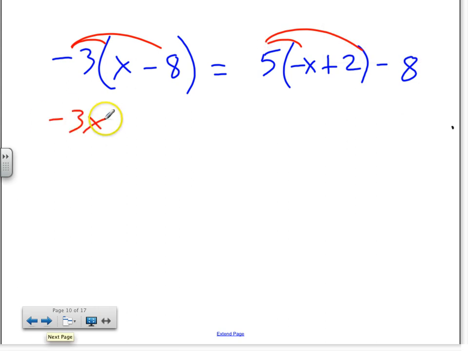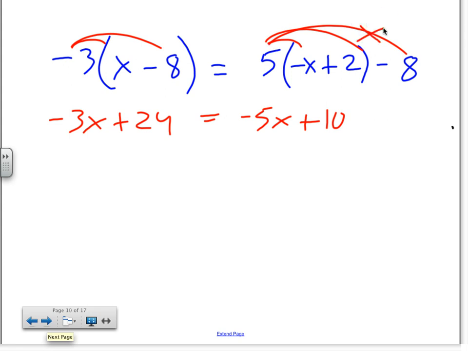Negative 3x plus 24, negative 5x plus 10. Do we also distribute this or not? No. Why? Because it's not inside of parentheses, so please do not ever try to do that. Friendly reminder. So that will stay as is. Do you remember the strategy to solve this kind of problem? What do you do from here? Combine like terms.